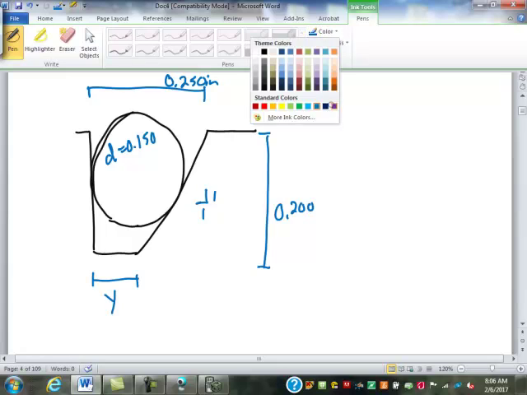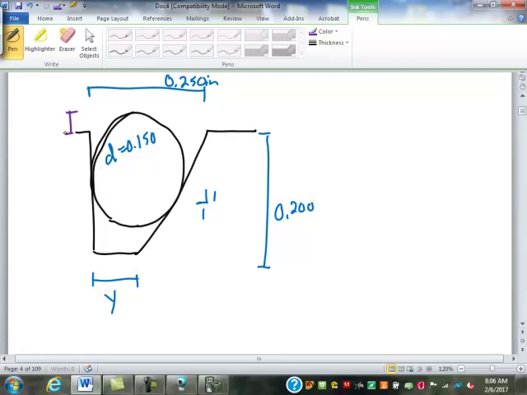What we're asked to find here, X: how far does the ball stick up out of the groove? And Y: what's the flat bottom of the groove? How big is the flat bottom of the groove?